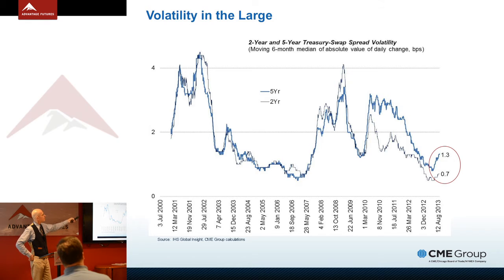If you scrutinize this moving 6-month volatility plot, you'll see that the 5-year TED tends to lead the 2-year TED in terms of volatility. So I would expect the foot of the curve to catch up with what we've already seen further out the curve.